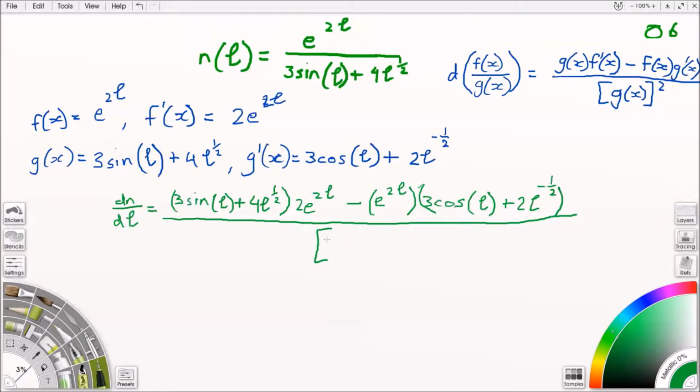g of x, 3 sine L plus 4 L to the half, squared.